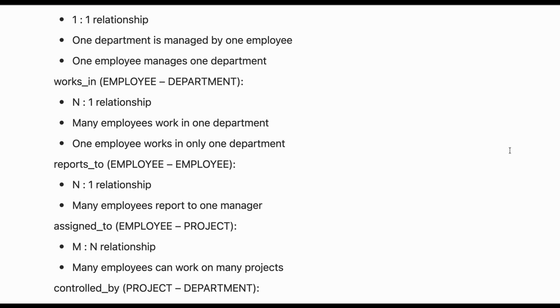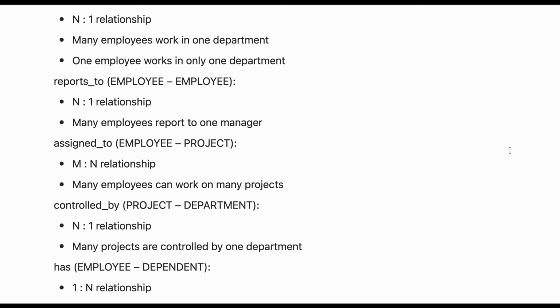Now the next one is the reports to relationship between employee and employee. This is also many to one, where many employees report to one manager. Now the next one is the assigned to relationship between employee and project. This is a many to many relationship, meaning many employees can work on many projects. Now our next one is the controlled by relationship between project and department. This is many to one, where many projects are controlled by one department.